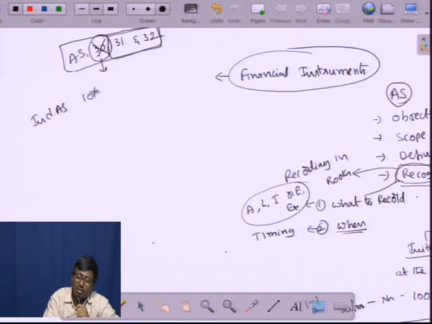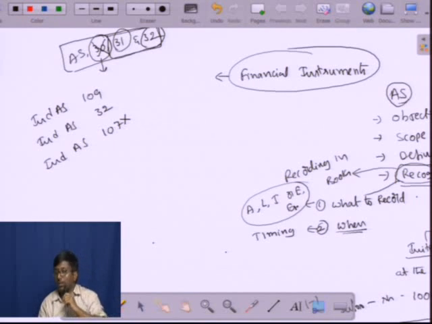Ind AS 109 is the relevant standard right now for study. And the equivalent of 31 is Ind AS 32. And the disclosure standard is Ind AS 107. These are all the standards which are relevant for our study. So let us start learning a little bit. Don't bother about which standard I am studying from, I will be mixing all the standards. Just concentrate on the fact that we are learning one standard called financial instruments.